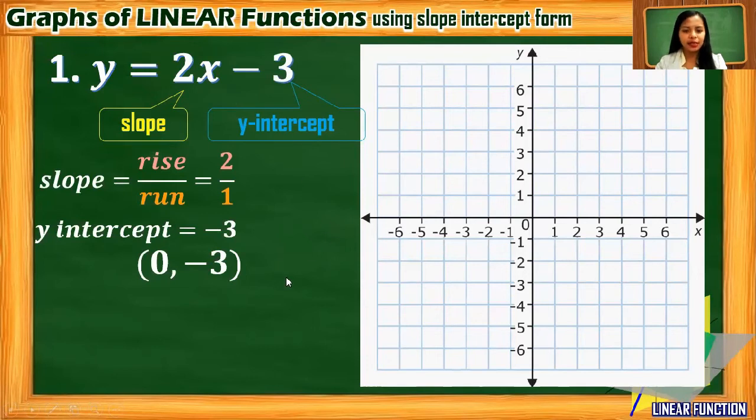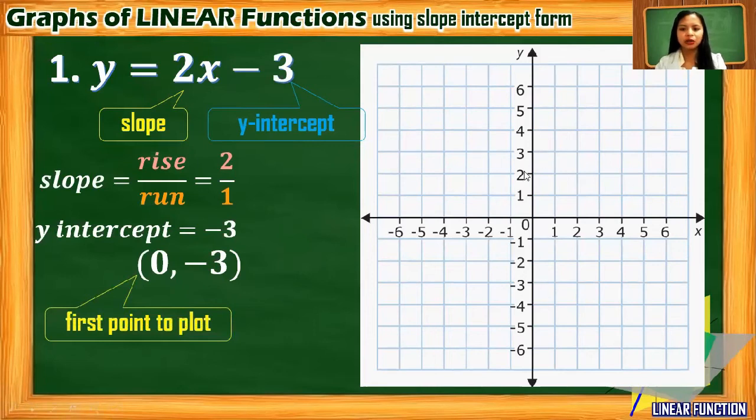And in here, we have 0 as the value of our x, and negative 3 as our y-intercept. And this will be the first point that we are going to plot in our Cartesian coordinate plane. So now this is our y-intercept, the value of our y when our x is equal to 0. And since we only need 2 points to form a line, how are we going to plot another point?